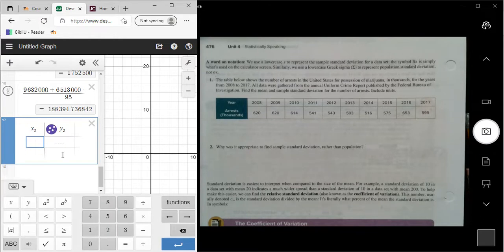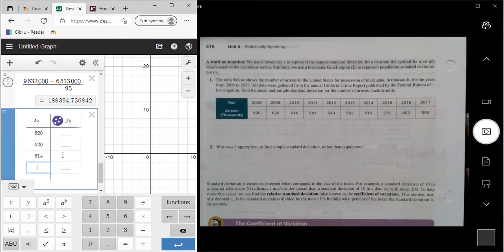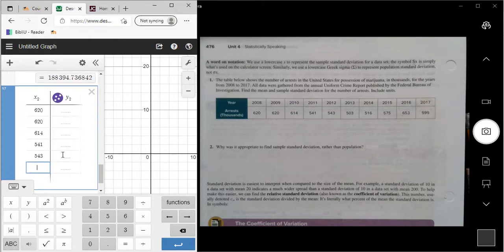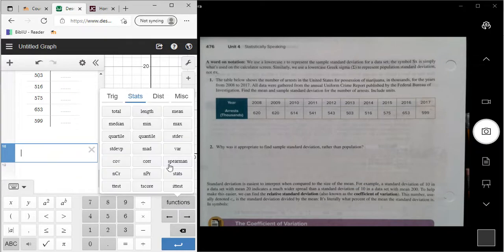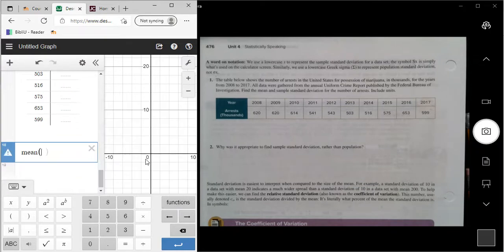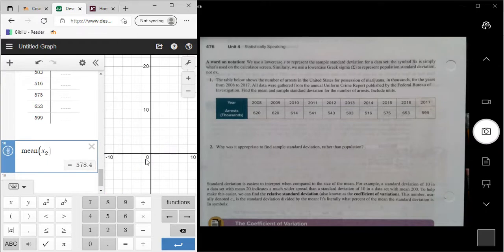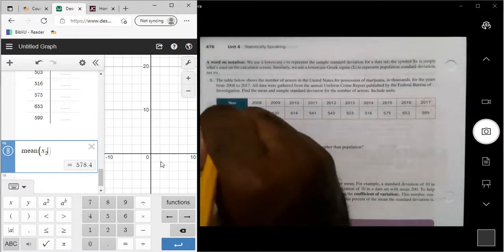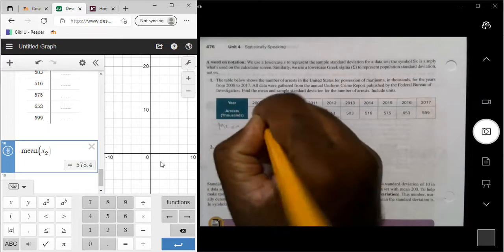So let's just type in these values on the calculator. So we will have 620, 614, 541, 543, 503, 516, 575, 653, and 599. Okay, next, we go down here, we go to functions, we go to stat, click mean, and remember this is x2 now. So our mean here is 578.4. So we put our mean is 578.4.